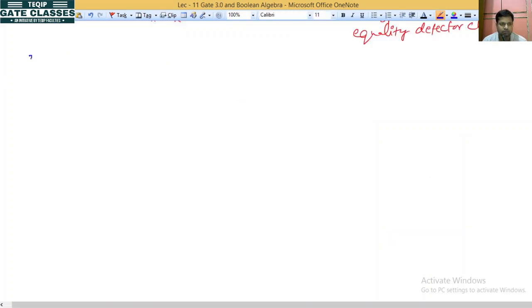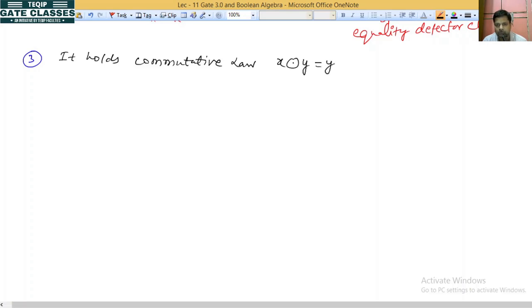Our next point, the third point, is the commutative law. I am going to write it directly, you know how to prove that. So it holds the commutative law. It holds the commutative law means what? If you have two inputs x and y, then x XNOR y is equal to y XNOR x. You can write it because it holds the commutative law.